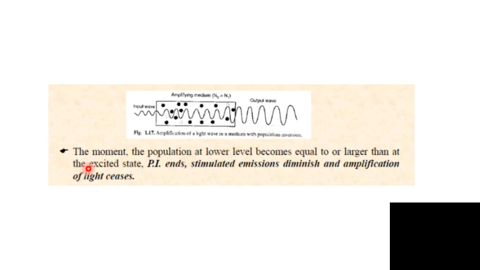Okay, what is next? The moment the population at the lower energy level becomes equal to or greater than that at the excited state, population inversion ends, stimulated emission diminishes, and amplification of light ceases. So this is a very sad point. When this population increases over here, everything will stop. And we would not like to have this. So we have to keep population inversion on.